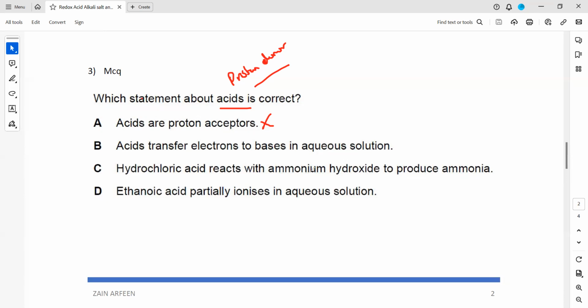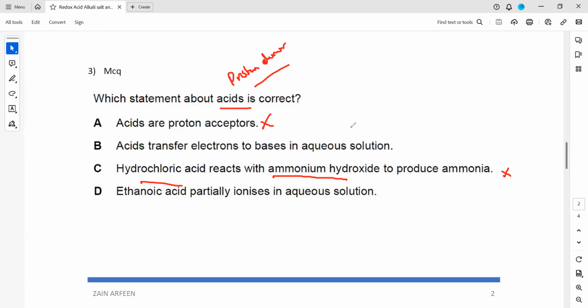Hydrochloric acid reacts with ammonium salts. Hydrochloric acid reacts with ammonium hydroxide to produce ammonia. This is a characteristic of bases. When a base reacts with an ammonium ion or ammonium salt, that will release ammonia, not the acid. And acid transfers electrons to base in aqueous solution?